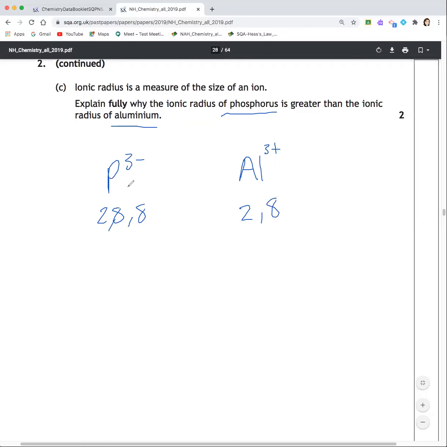Looking at this, you can see that the phosphorus ion has 1 extra occupied electron shell compared to the aluminium ion, which obviously is going to make its radius bigger because the outer electrons are further away. So for the 2 marks, you would need to specify that these 2 substances exist as ions. Just writing the formulas like I've done here would be sufficient, and then make a statement that phosphorus has 1 extra occupied energy level compared to the aluminium ion, therefore it's got a larger radius.